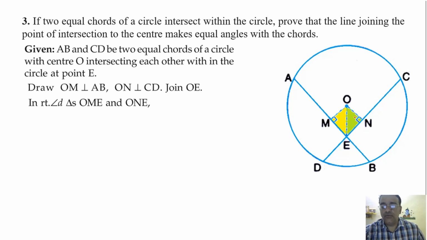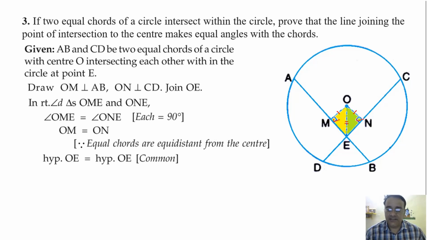Right? So how we have to prove these two triangles congruent? First of all, OM is equal to ON. Why? Well, equal chords are equidistant from the center. Very good. And OE is common. And why are these two angles equal? Each 90 degrees. So therefore, these two triangles are congruent by which congruence rule? RHS congruence. Right, RHS congruence rule.